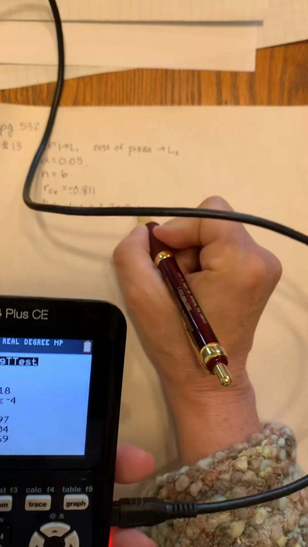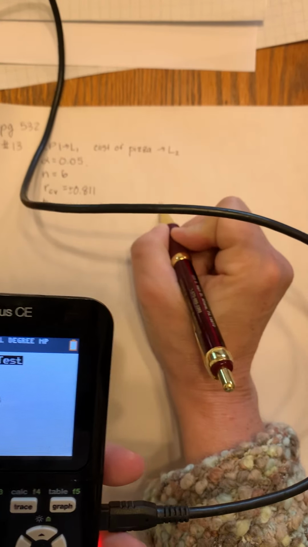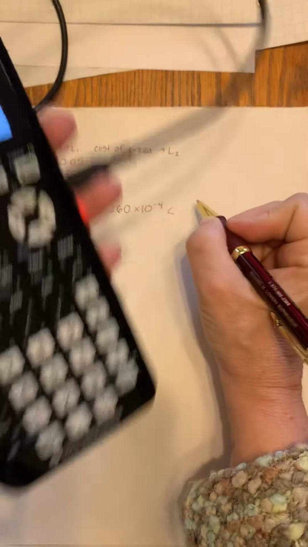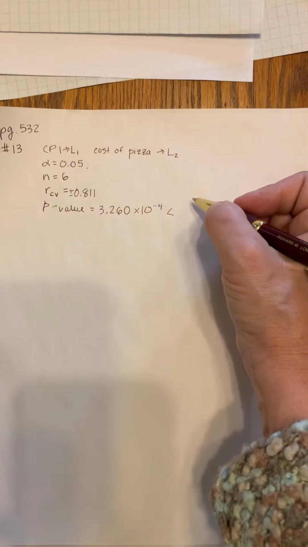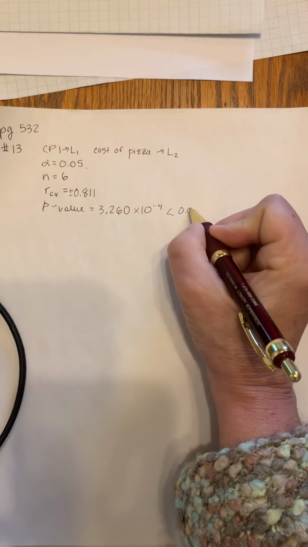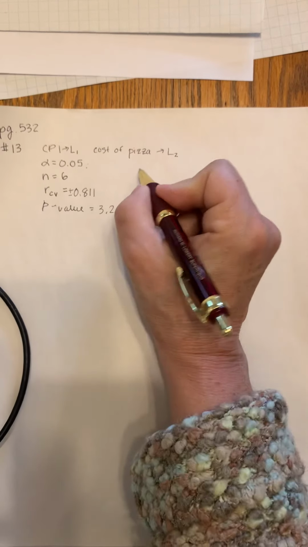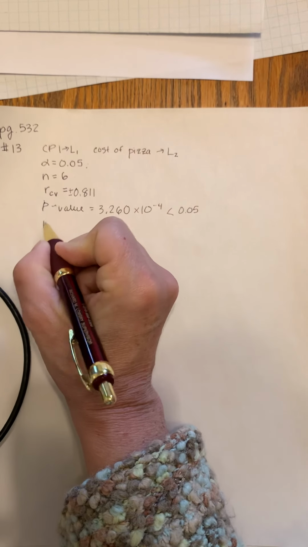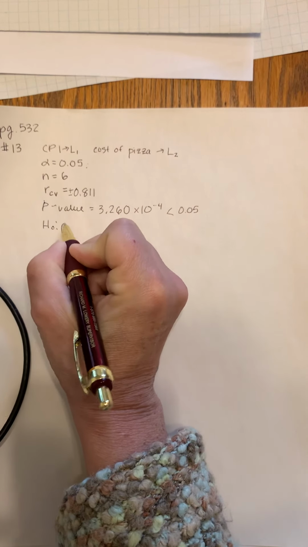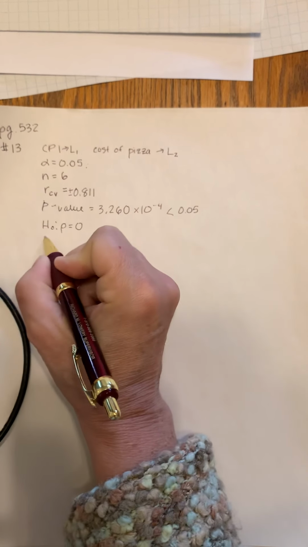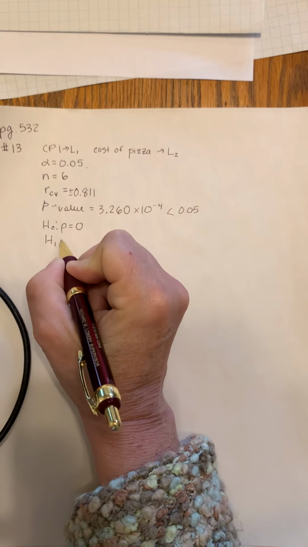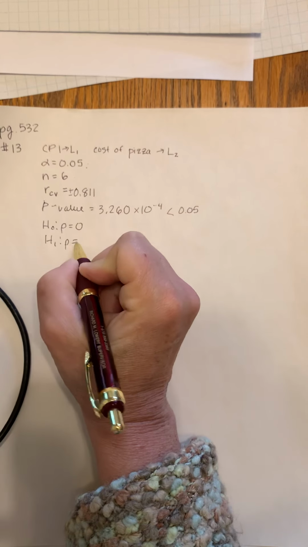Times 10 to the negative fourth, which is much smaller than 0.05. Oh, I forgot to write my null hypothesis. My null hypothesis is that rho equals 0, and my alternate is that rho does not equal 0.